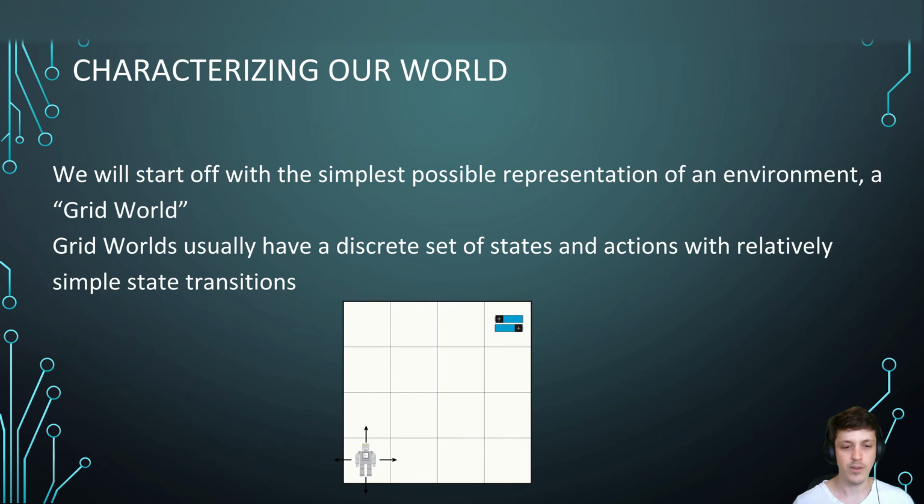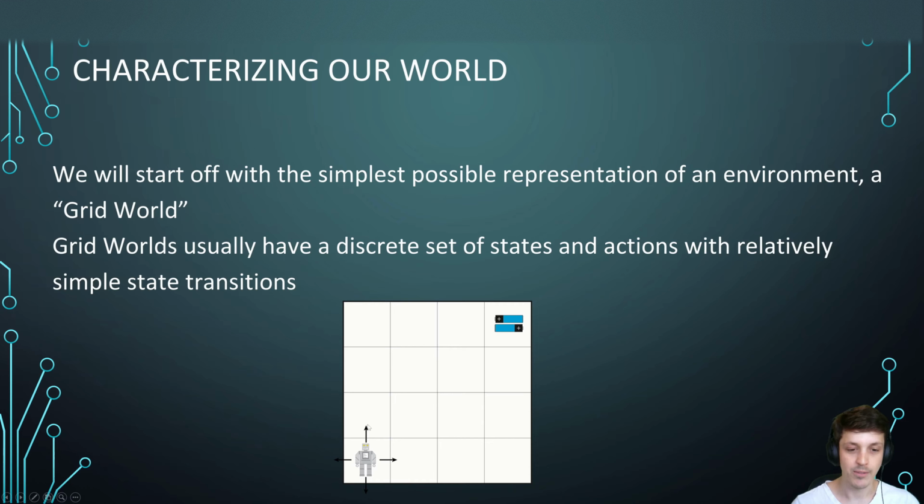Okay, to start off, we're looking into a reinforcement learning example. We're going to create a simple representation of the world, right? The simplest representation of an environment is what we call a grid world. This is simply a 2D grid that our agent can operate or move around in. In our example here, we're going to have a discrete set of states and actions and relatively simple state transitions.